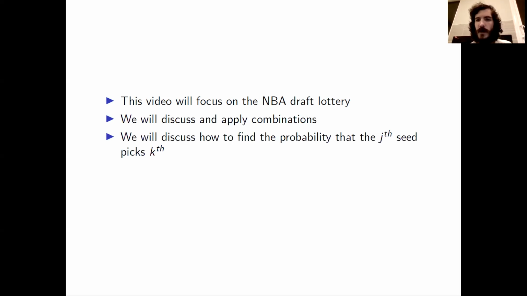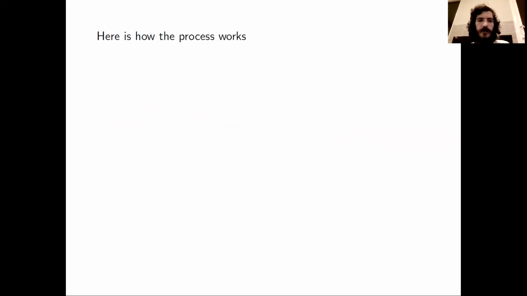In particular, we'll learn about and we'll apply combinations to calculate some probabilities about the NBA draft lottery. Which probabilities will we look at? Well, we'll look at the probability that the Jth worst team by regular season record gets the Kth pick in the NBA draft. So before we calculate any probabilities, let's first discuss how the process works for the NBA draft lottery.